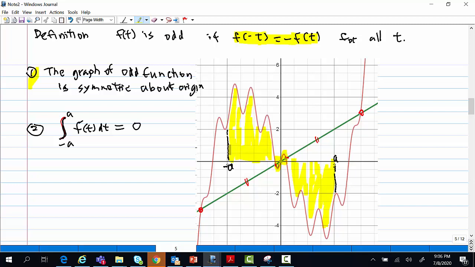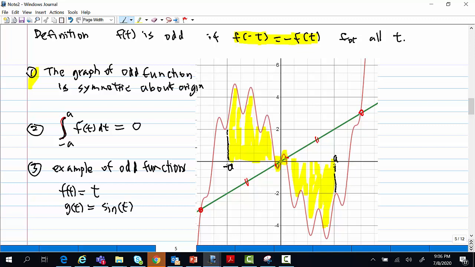So what are the examples of odd functions? Examples are f of t equal to t, or another one is g of t equal to sin t. These are odd functions. How do you show that these functions are odd? You just have to show f of minus t equal to minus f of t. I'll show in the next slide here.